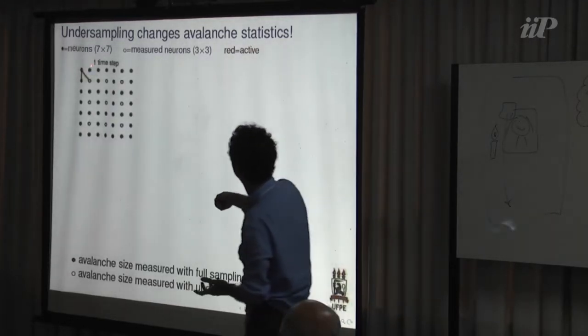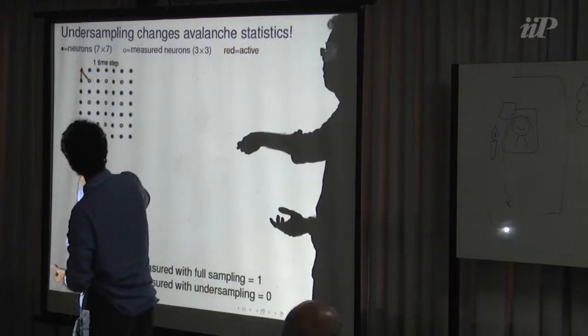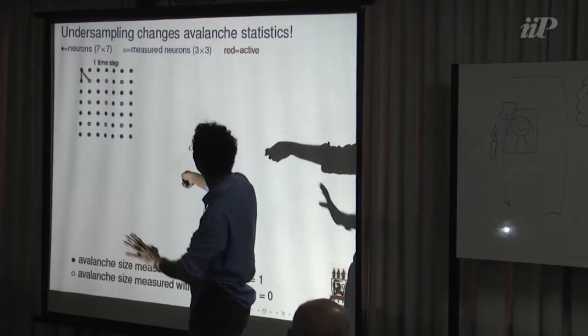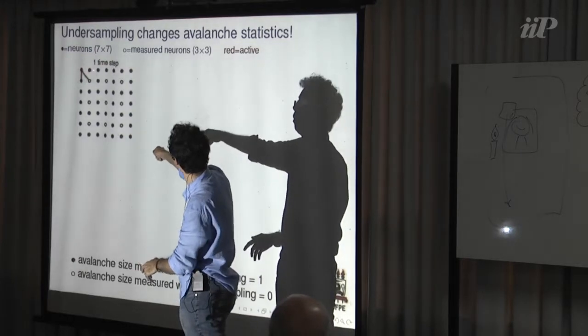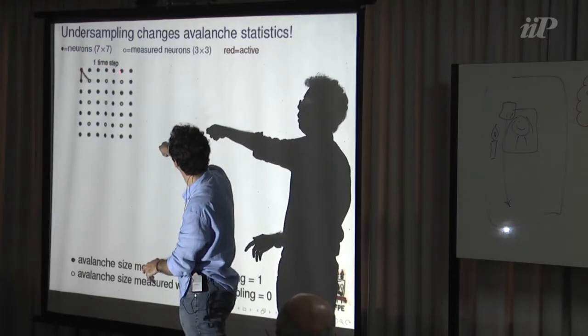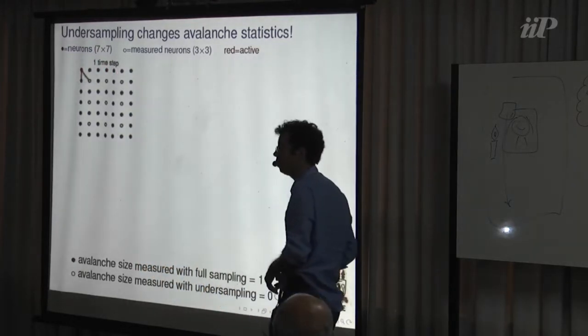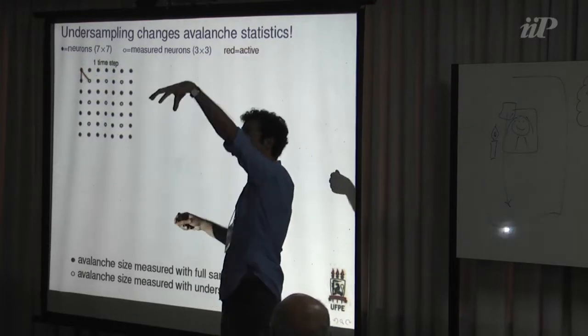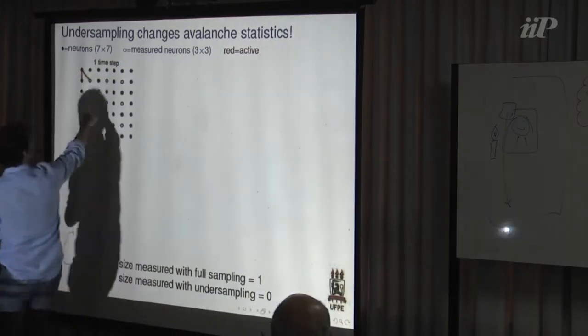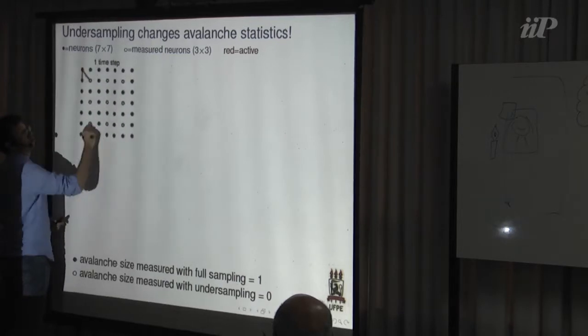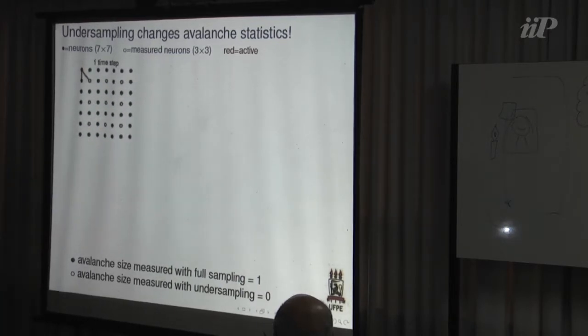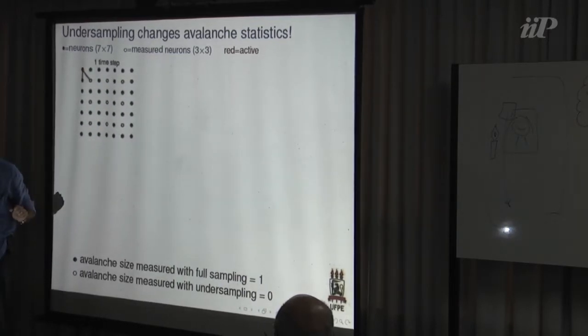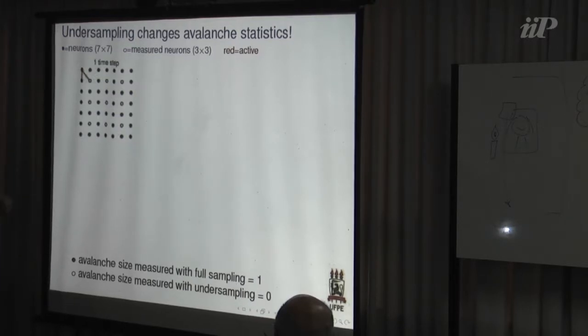Suppose you have this, I'm sorry for the quality of the figures. Suppose your system is the black, all the points here. It's 1, 2, 3, 4, 6, 7, 8, so 8 by 8, 64 neurons. And your electrodes are the unfilled white dots here. So you have 9 electrodes and 64 neurons. So I create one avalanche here, one time step.